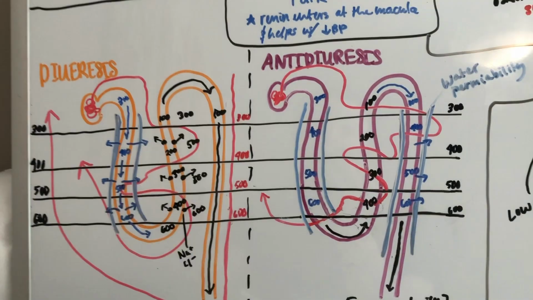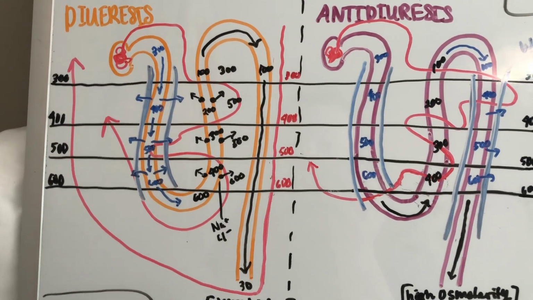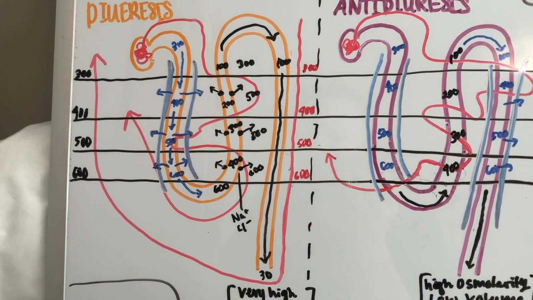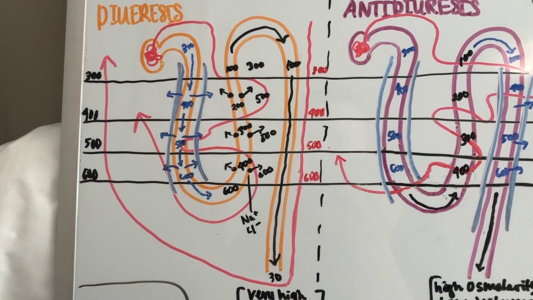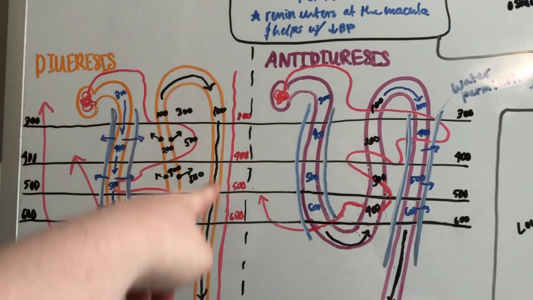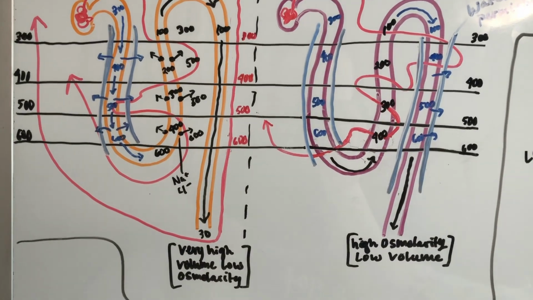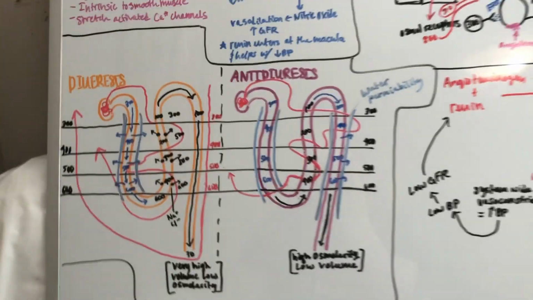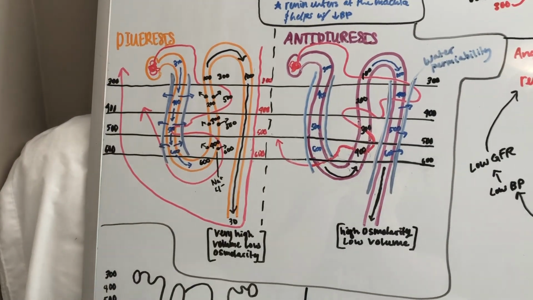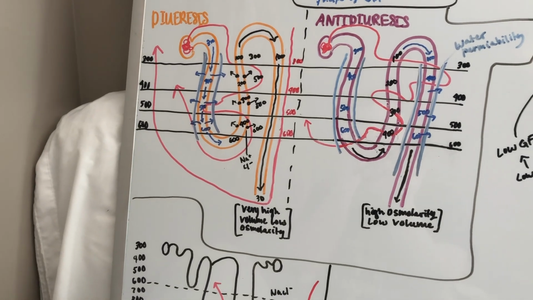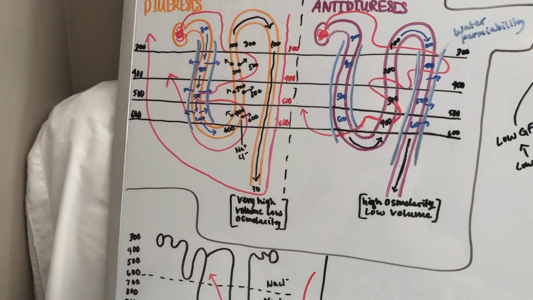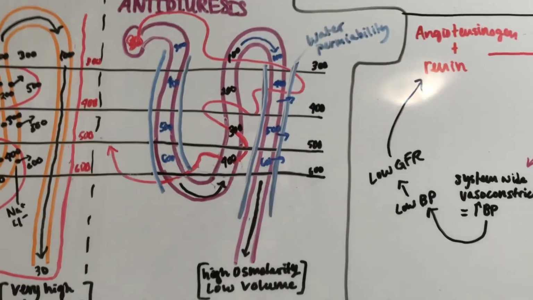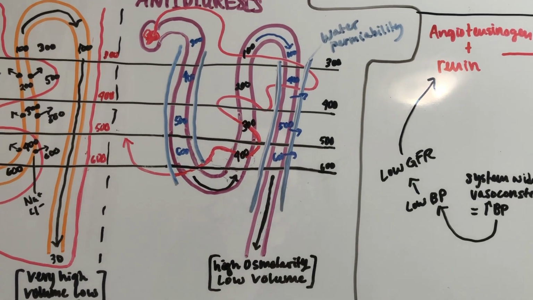Then as you come up through here, it's no longer water permeable, but you do have different channels that will re-establish the gradients. And then whatever's left, you are losing forever. You're gonna pee it out. So for diuresis, that means we have very high volume, low osmolarity. So not as much is being absorbed at the end, but you have a large volume. Antidiuresis is a little different. It's high osmolarity, low volume.